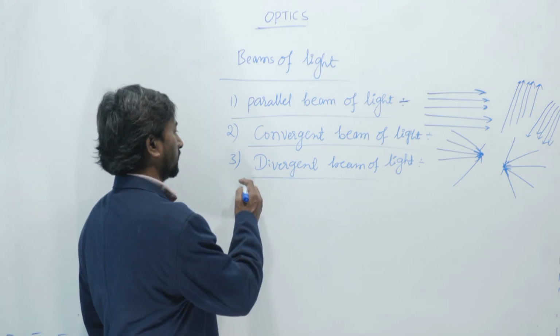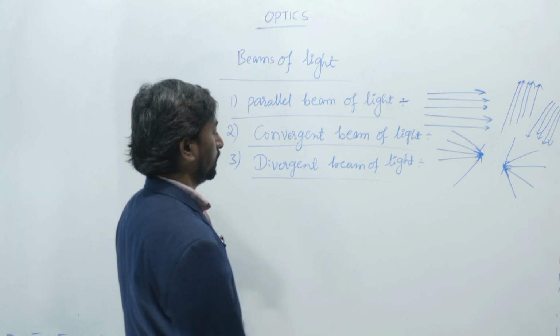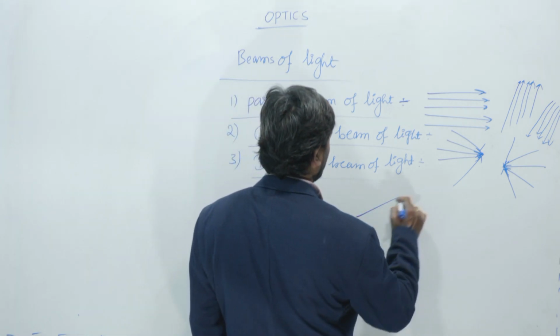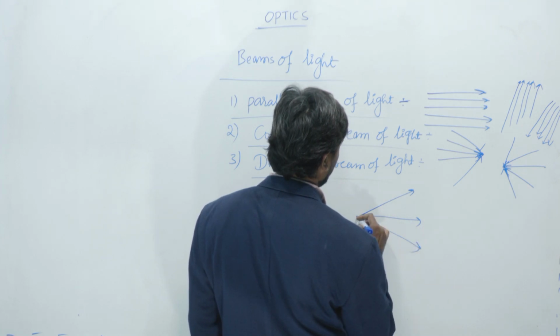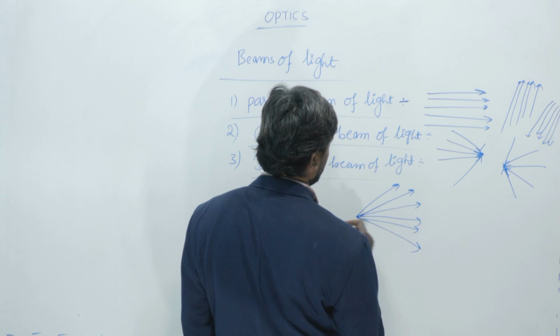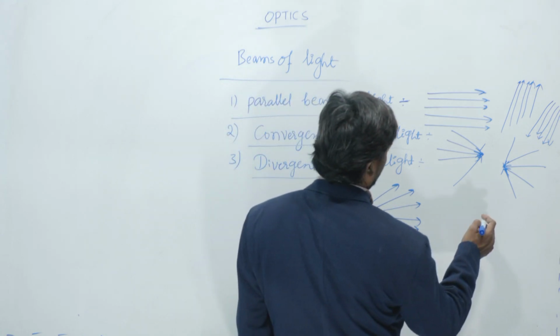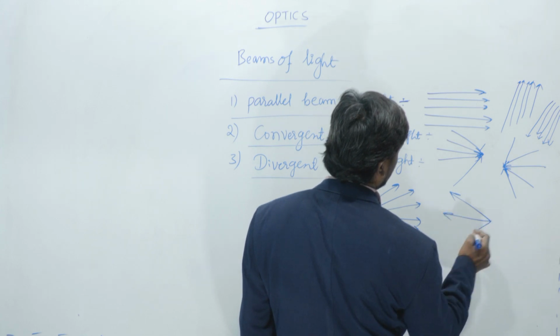Now the next one is a divergent beam of light. A divergent beam of light is a beam in which all the light rays seem to move away from a point. So they are said to be the divergent beam of light. Or we can draw them like this also.